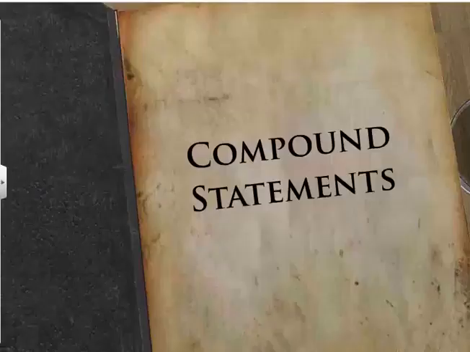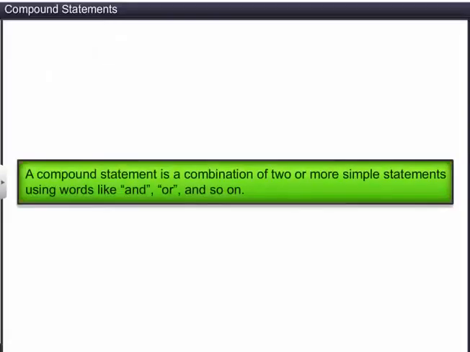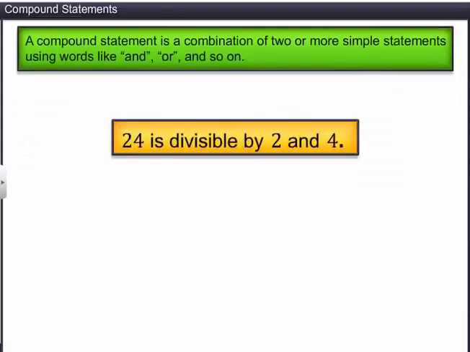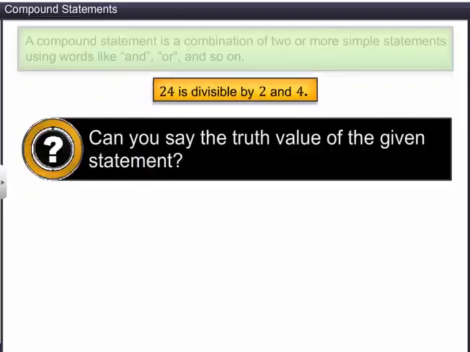In this module, you will learn to justify the truth value of a compound statement and identify quantifiers in mathematical statements. We know that a compound statement is a combination of two or more simple statements using words like and, or, and so on. Such words are called connecting words. Let's consider the statement 24 is divisible by 2 and 4. Can you say the truth value of the given statement?